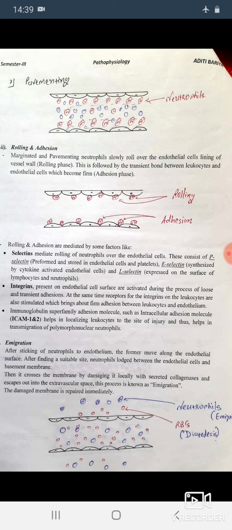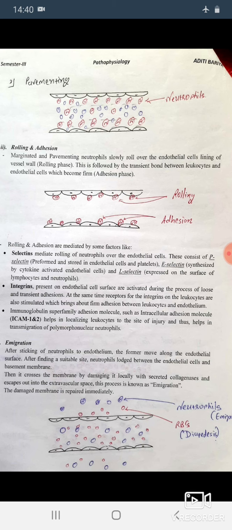E-selectin is the substance which is synthesized by cytokine activated endothelial cells. Cytokines are nothing but the inflammatory mediators. We will discuss that later on. But whenever the process of inflammation is initiated, cytokines are released, and when cytokines are released, they activate endothelial cells and secrete E-selectin.